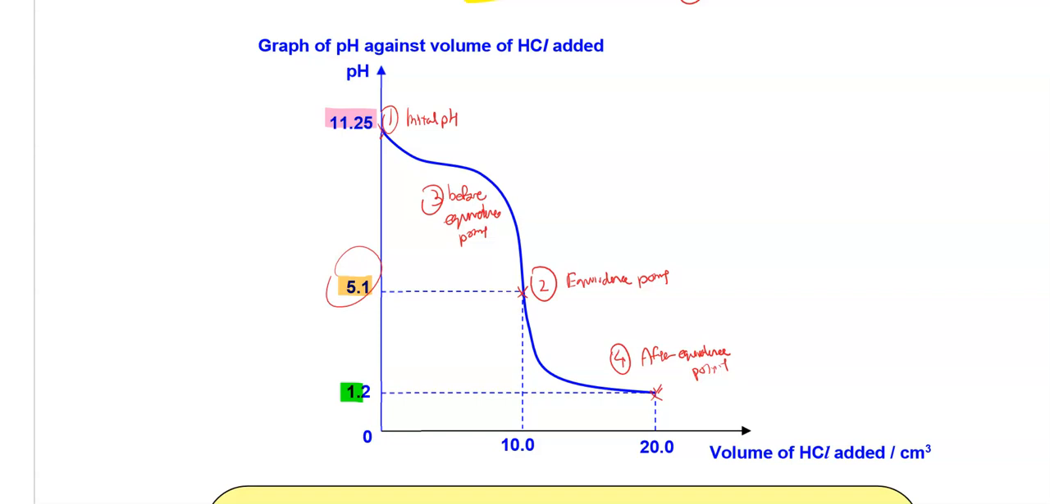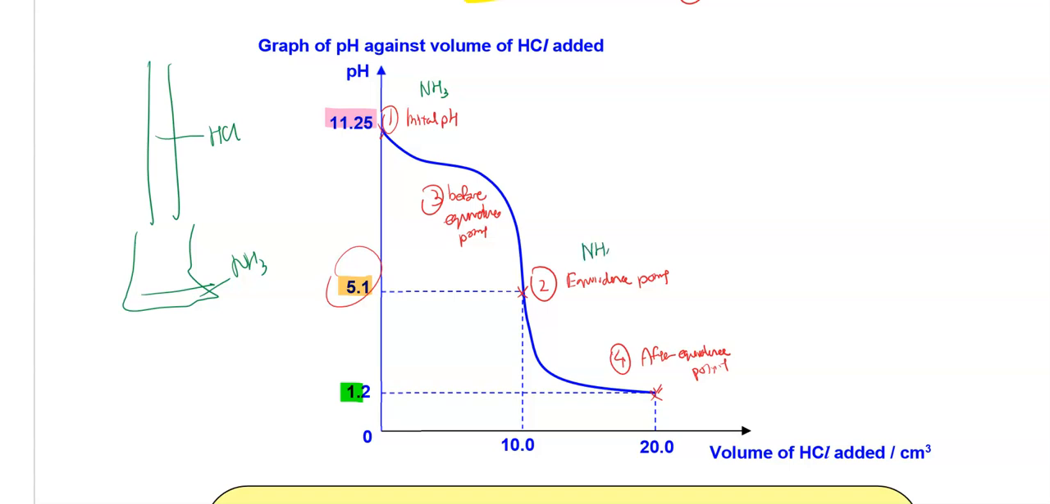So let's take a look at your answers. At the initial pH, you only have ammonia present. Recall your setup: HCl is in the burette and the conical flask contains ammonia. At the equivalence point, you have only your salt, NH4+ Cl-, which is the salt containing the conjugate acid.